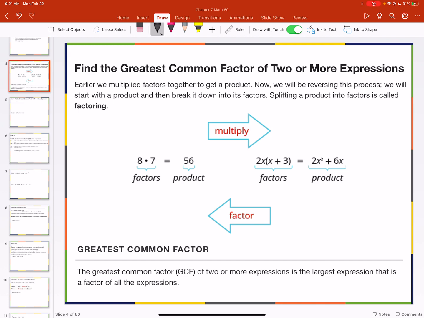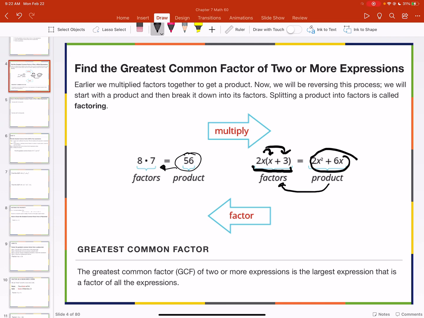But going from factors to product, you multiply, and to go back, let's say you have the product and you want to go back to the individual factors, that process is called factoring, okay? Splitting a product into its factors is called factoring. Now, with expressions, it's no different. So let's say here you have 2x times x plus 3. If I was to multiply them, of course, I'd use the distributive property. This is my product right here. So if I want to factor, I'm going in the reverse direction, okay?